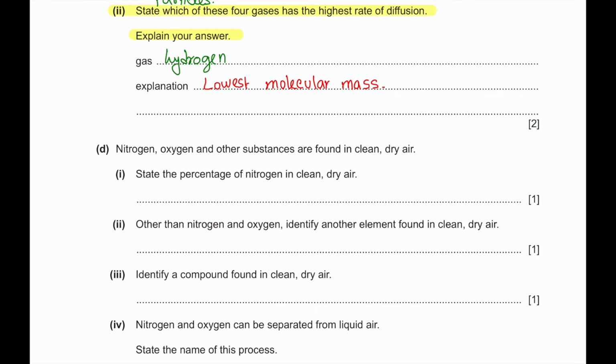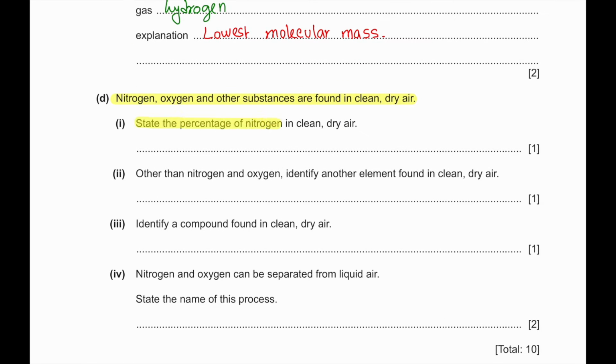Part D. Nitrogen, oxygen, and other substances are found in clean, dry air. State the percentage of nitrogen in clean, dry air. So in clean, dry air, the percentage of nitrogen is 78.